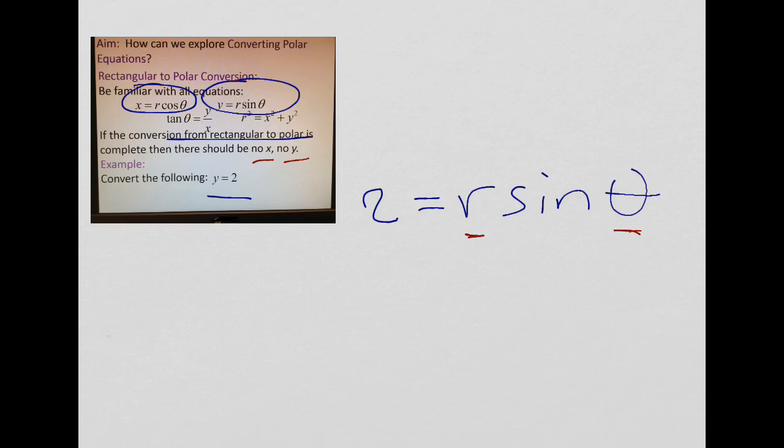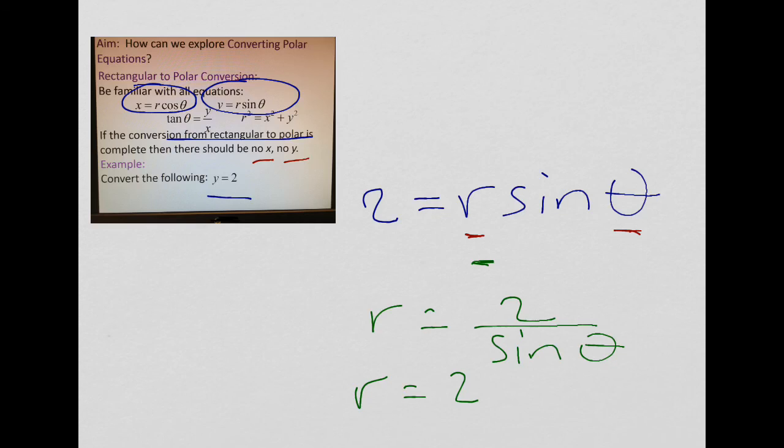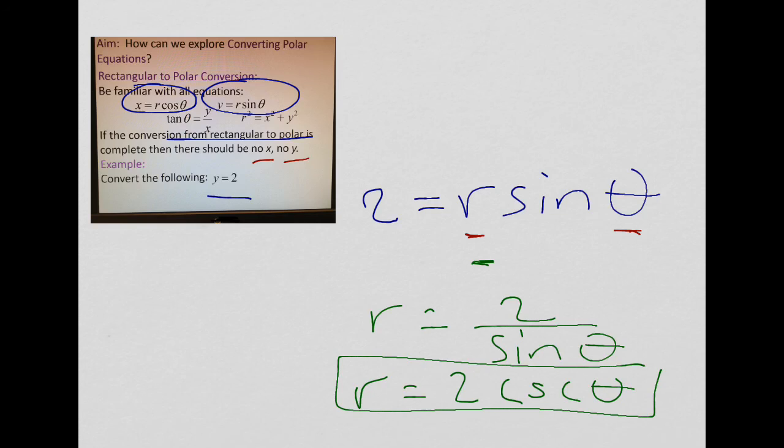So now our goal, if possible, is to get r by itself. And we can if we divide both sides by the sine of theta. And using our trig identities, this is 2 cosecant of theta. So we just changed our rectangular equation over into a polar one.